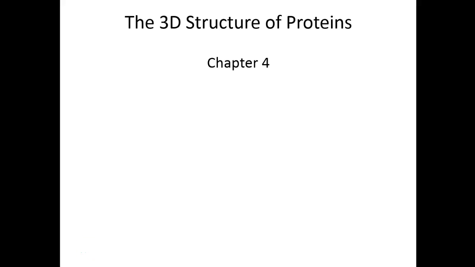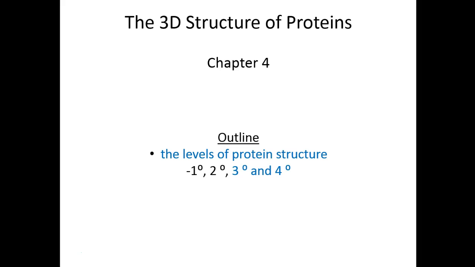So here we are at the second half of this lecture, Lecture 3, covering again Chapter 4, the structure of proteins considered in 3 dimensions. We already talked about the levels of protein structure, but in the last half of this lecture we talked about primary and secondary structure. We're going to pick up in just a moment right where we left off, and we'll talk about tertiary structure, followed by quaternary structure.